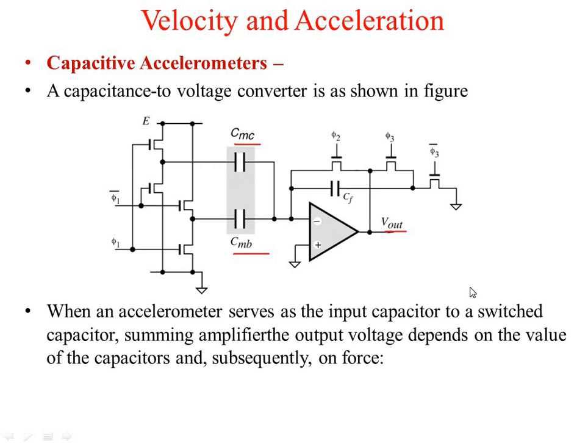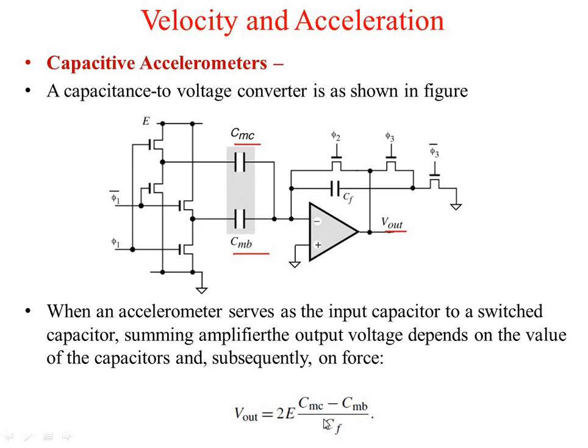When the accelerometer serves as the input capacitance to the switched capacitor summing amplifier, the output voltage depends upon the value of the capacitor and subsequently on the force. This is given by V out is equal to 2E times (CMC minus CMB) divided by CF, where E is the voltage given to these transistors, and CF is the feedback capacitance.